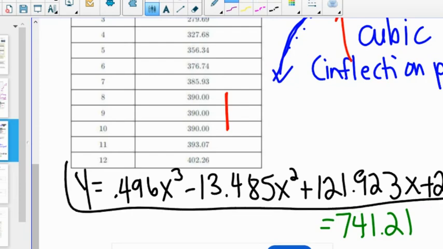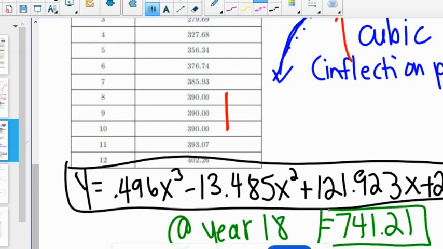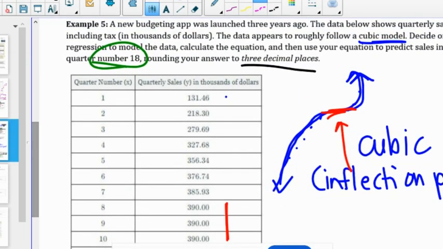So again, we have the estimated value at year 18, what our estimated value would be in dollars.